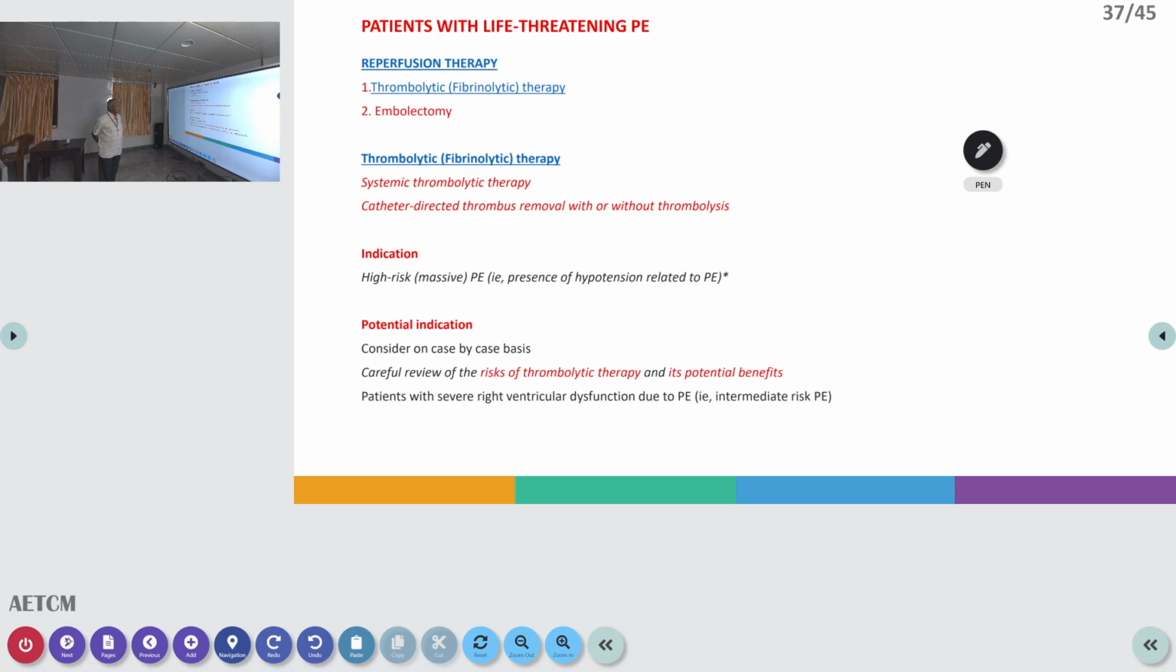The indication is high-risk or massive pulmonary embolism, that is, in the presence of hypotension related to pulmonary embolism. Then there are potential indications, which you should consider case by case, always weighing the risk versus the benefits of administration. Patients with severe right ventricular dysfunction due to pulmonary embolism, that is, intermediate-risk pulmonary embolism, we have to keep in mind.